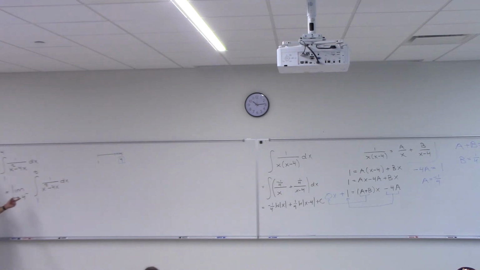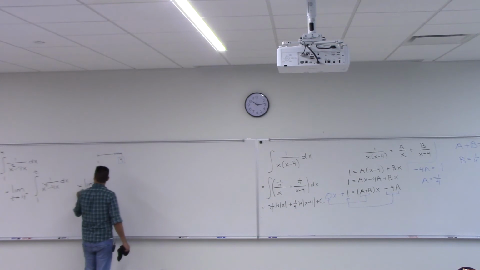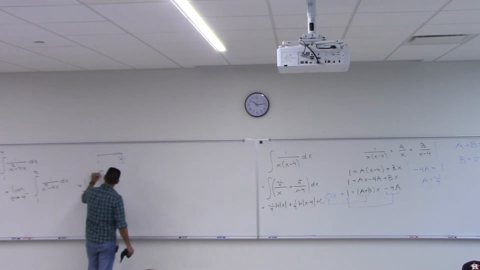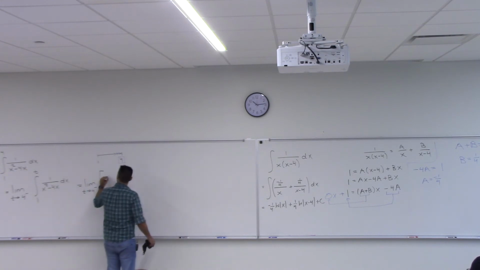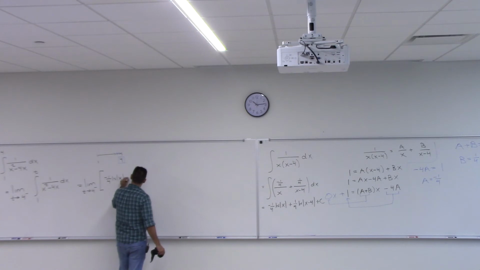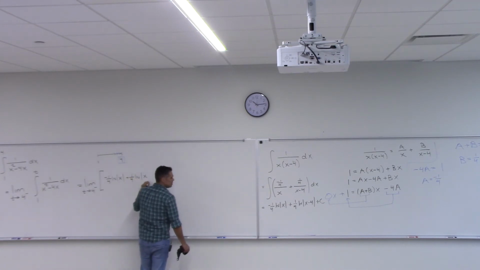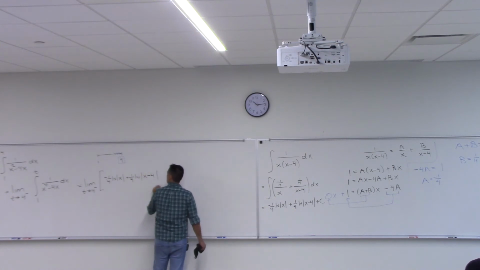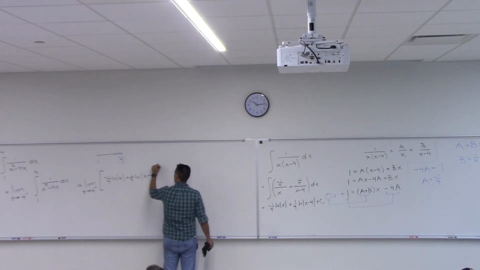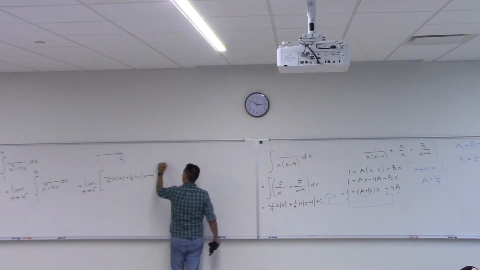Back to this. Limit as t goes to 4 from the left. Okay, my antiderivative I just got was negative 1/4 natural log of absolute value of x plus 1/4 natural log of absolute value of x minus 4, evaluating that from 1 to t.